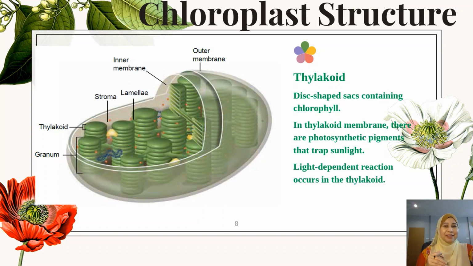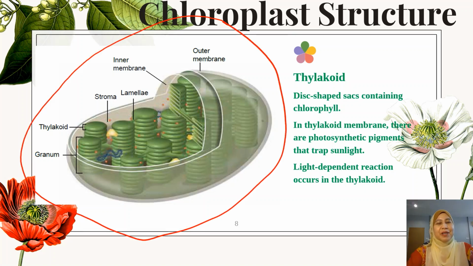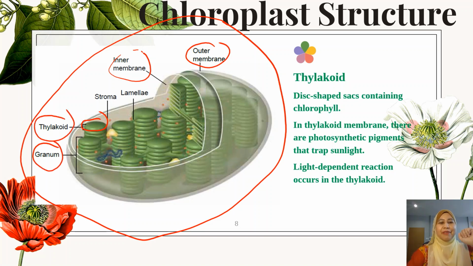Now we look at the detailed structure of a chloroplast. So this diagram shows a chloroplast. Chloroplast contains two membranes, that is the outer membrane and the inner membrane. Inside the chloroplast, you have a thylakoid, granum. We are going to see one by one after this, thylakoid, granum, and also stroma. We are going to see detail after this. And there is also lamella. Lamella is the structure that joins the two thylakoids together.